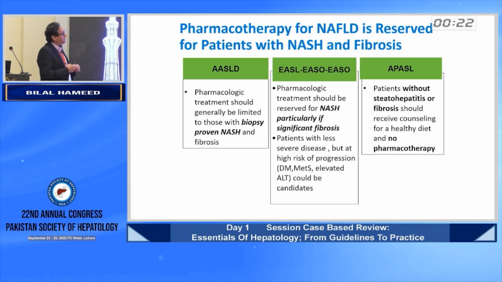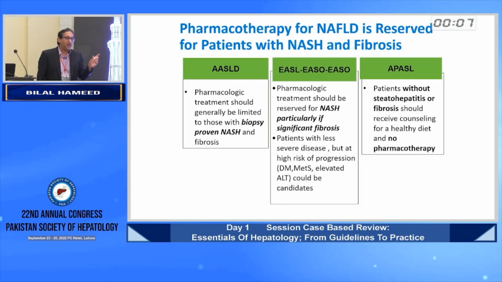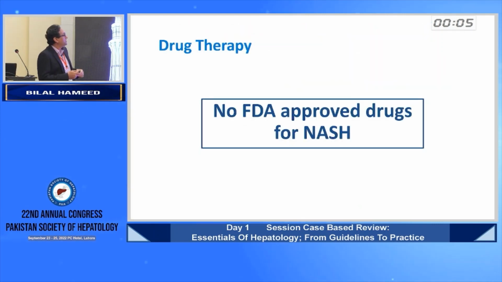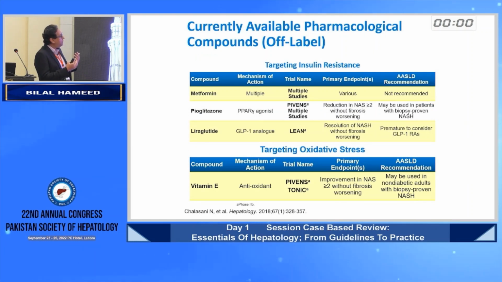Now, we talked about pharmacotherapy, but it is only used in patients with biopsy-proven NASH according to AASLD, and the other guidelines suggest the same. So only a selected group of patients who have NASH with fibrosis will be candidates for any pharmacotherapy. I'm going to skip that. Currently available pharmacological compounds are all off-label.